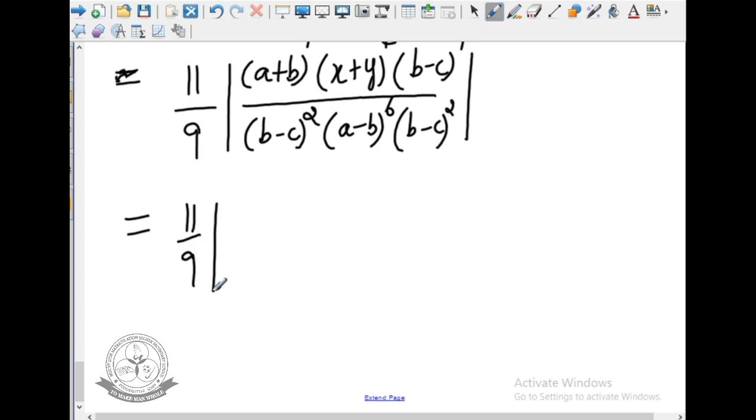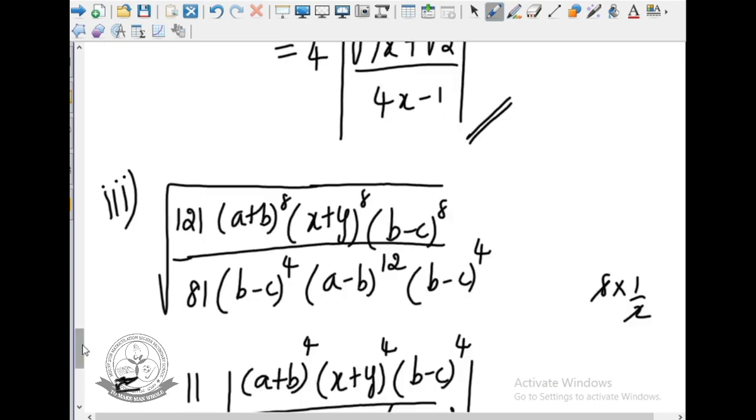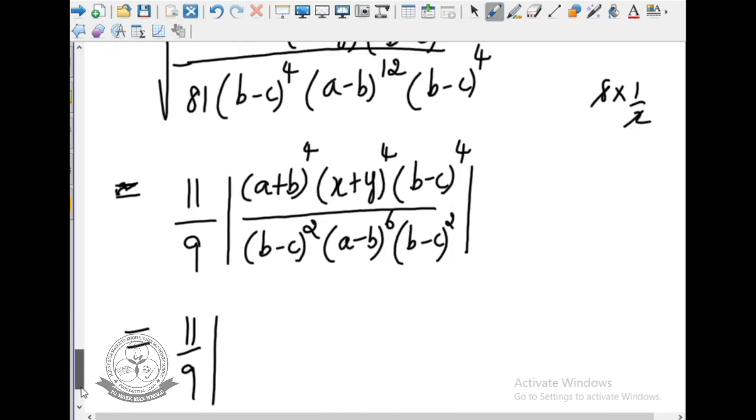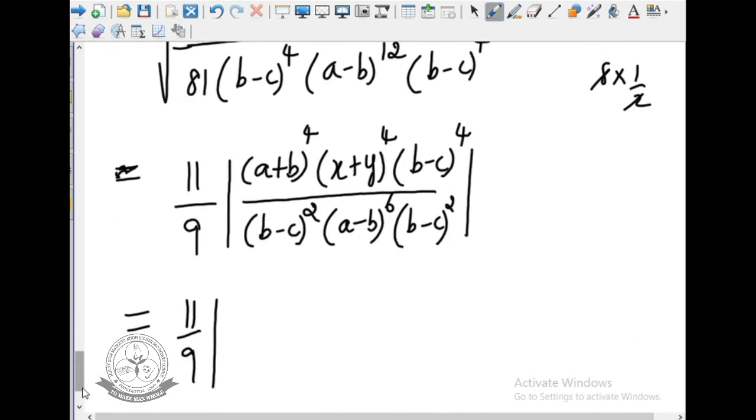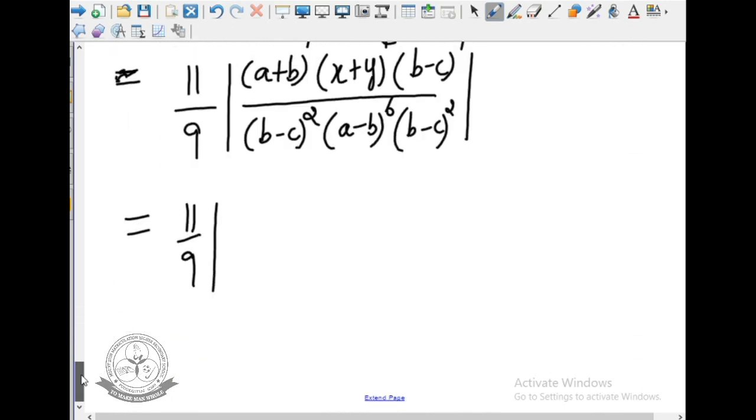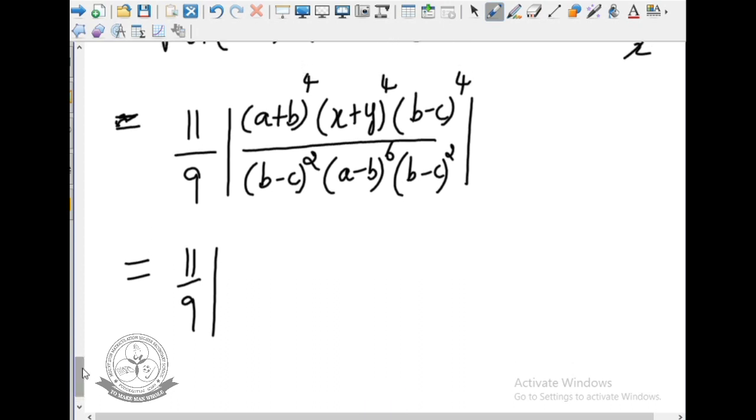The (a plus b) term, in the numerator alone you are having only (a plus b), so you write the same number. That is (a plus b) whole power 4. Next you should see (x plus y). In the denominator we do not have any (x plus y). So (x plus y) whole power 4.